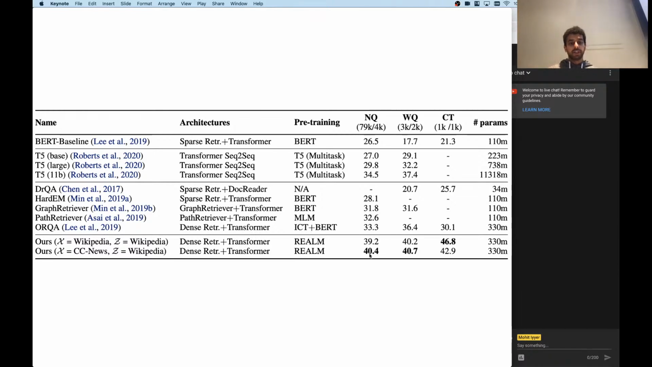However, Realm, which is just a BERT-sized model, so it's much smaller than this T5 11 billion parameter model, outperforms it on this task, and it gets a new state-of-the-art on this natural questions open retrieval setting. You can see here that this model has 330 million parameters. BERT, by contrast, has 110 million parameters. So why do you think that this Realm model has exactly 3 times the number of parameters as BERT?